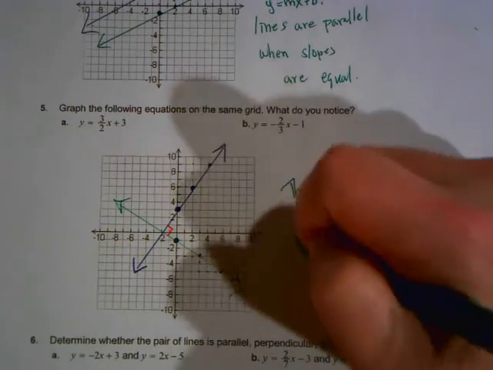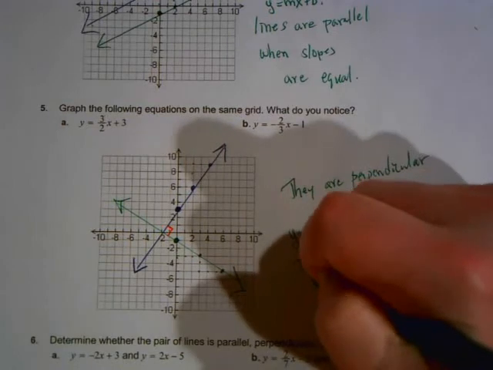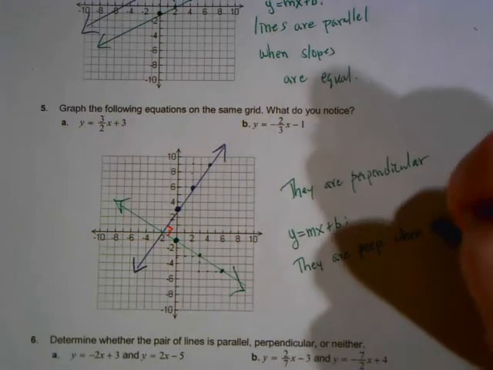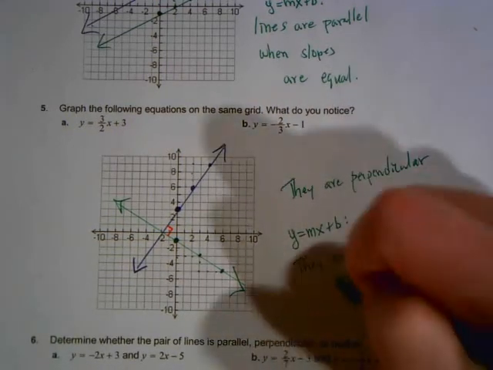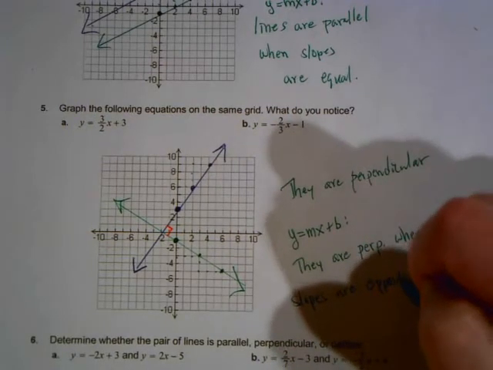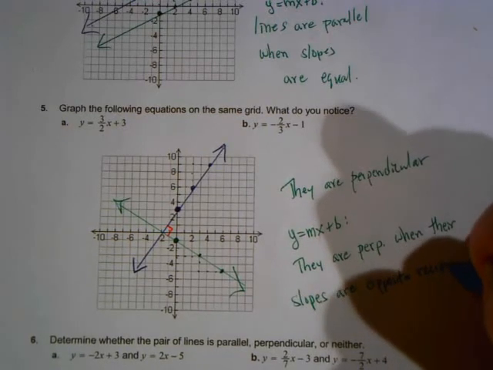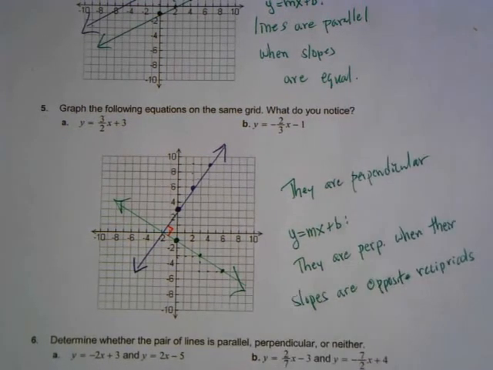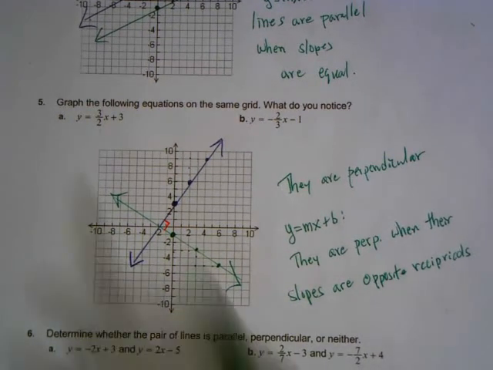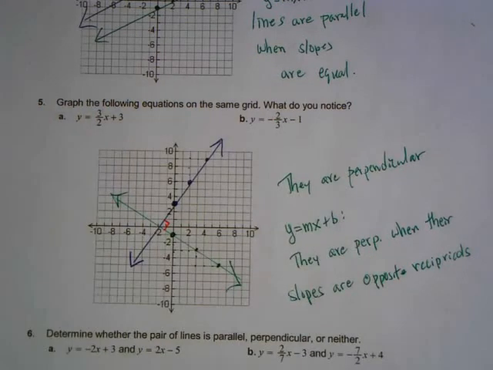Alright, so again, if lines are written in the form y equals mx plus b, they are perpendicular when their slopes are opposite reciprocals. Reciprocals. I think that's how you spell that. Opposite reciprocals, which is a fancy word for one has to be positive, one has to be negative, and then the reciprocals, 3/2 and 2/3.